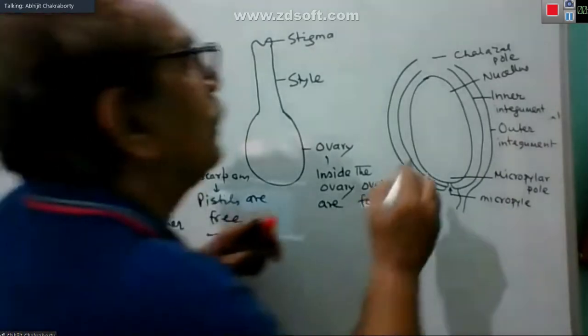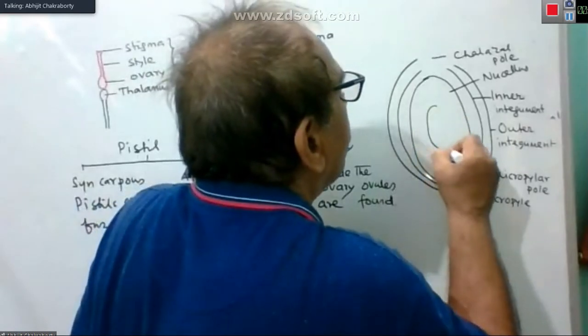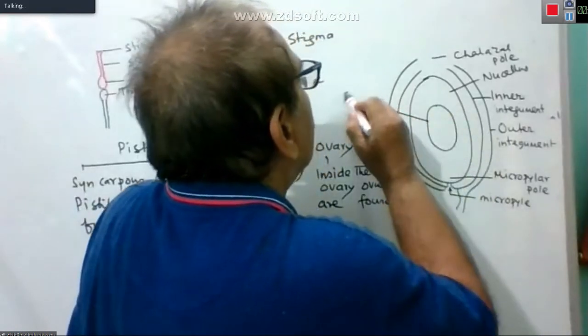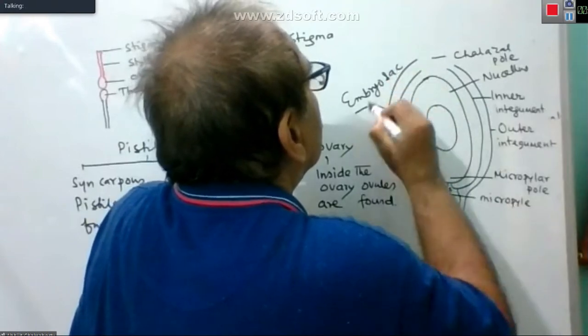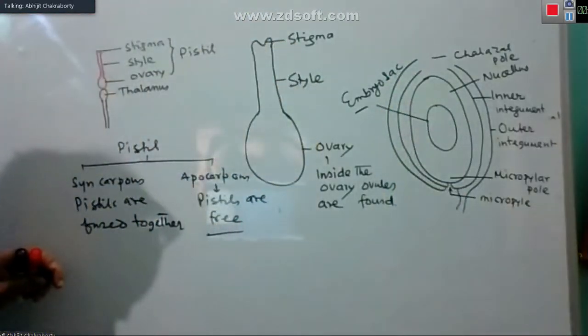And here inside which you will get the embryo sac. Now I want to show you how is embryo sac developed.